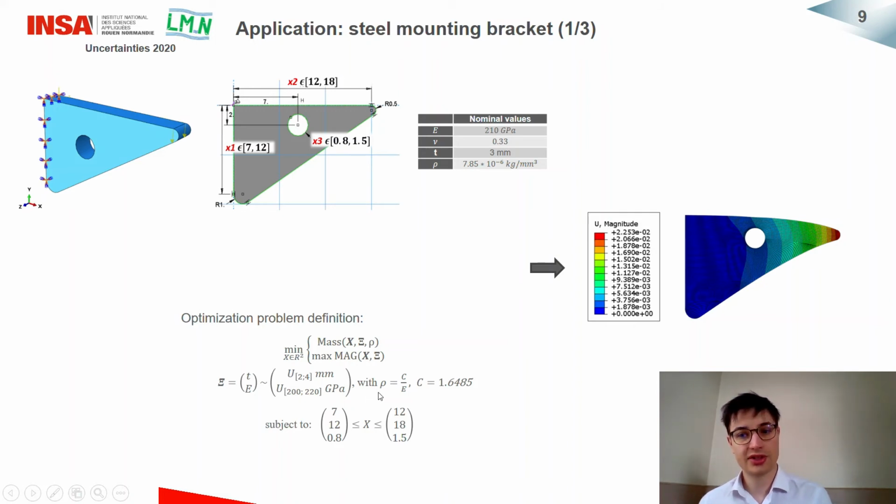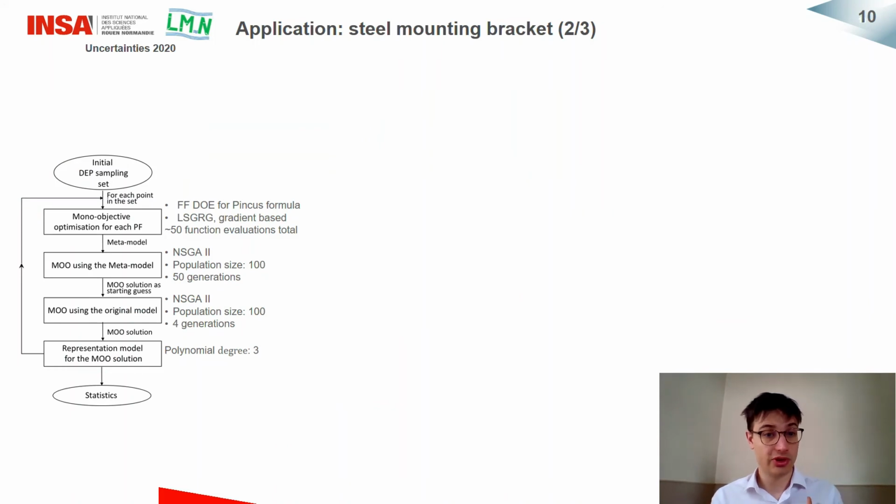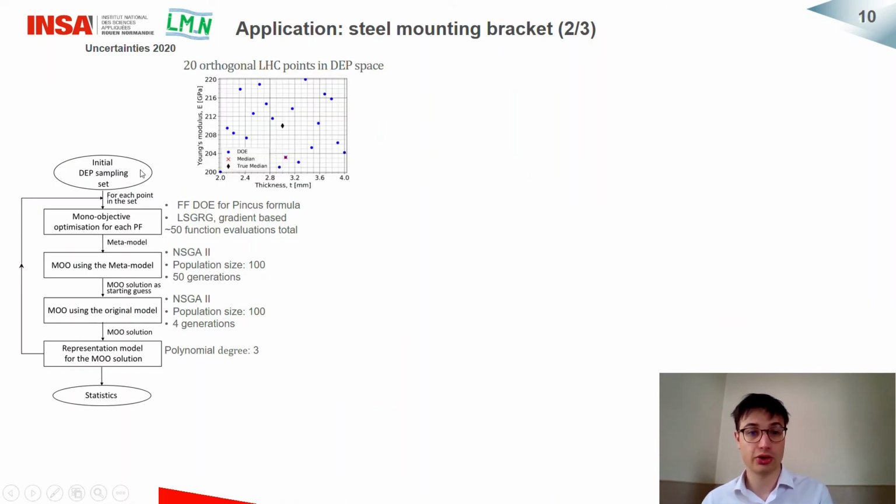We also consider a dependency of the density of the steel on the Young modulus in order to achieve a more clear difference between Pareto fronts and to see more clearly the impact of the changes. As usual, we start from DOE sampling. Here we chose our orthogonal Latin hypercube DOE technique.